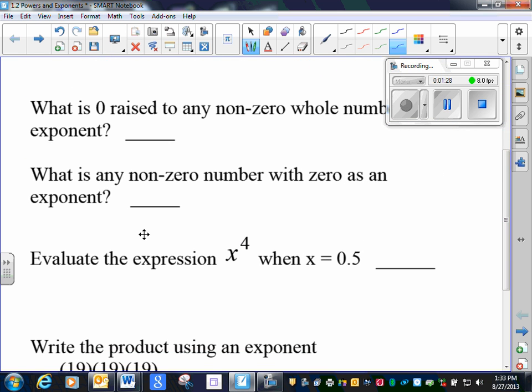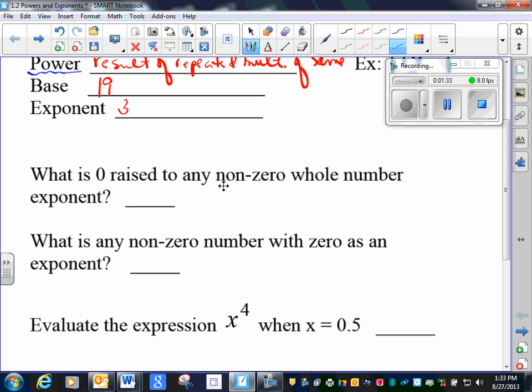Let's talk about our friend 0. What is the value of 0 raised to any non-zero whole number exponent? For instance, 0 to the 3rd power, 0 to the 2nd power, 0 to the 15th power. All of these have 0 as a repeated factor. 0 times 0 times 0, 3 times, 0 repeated twice, 0 repeated 15 times, and I think the answer is pretty clear that the product is 0, because 0 times any number, certainly 0 times himself, is always 0.